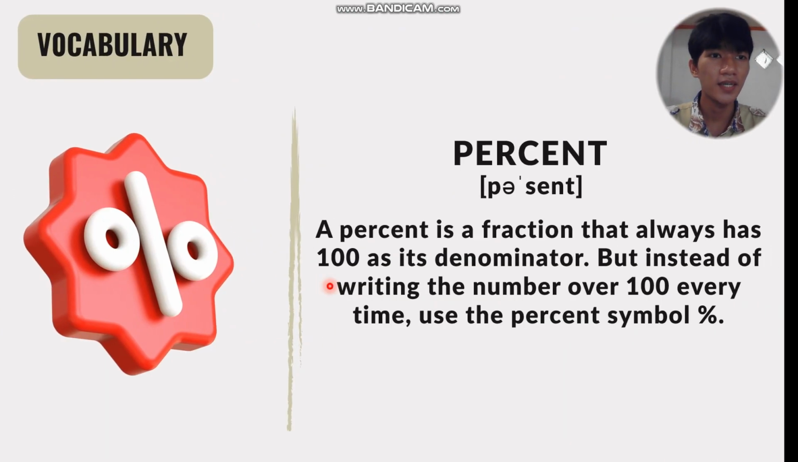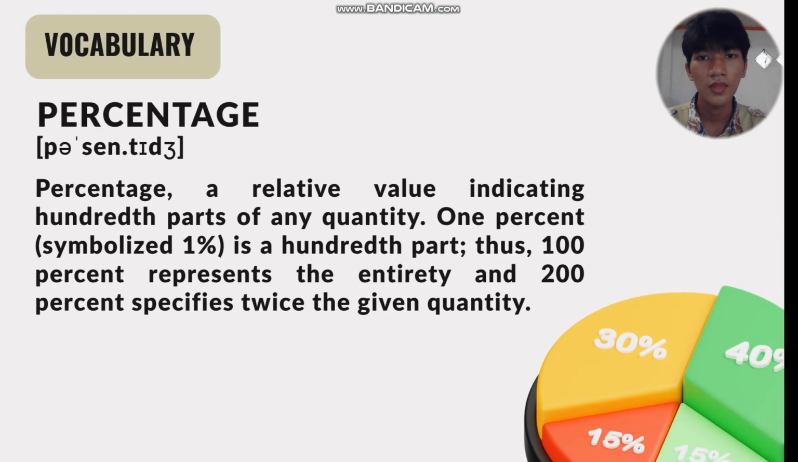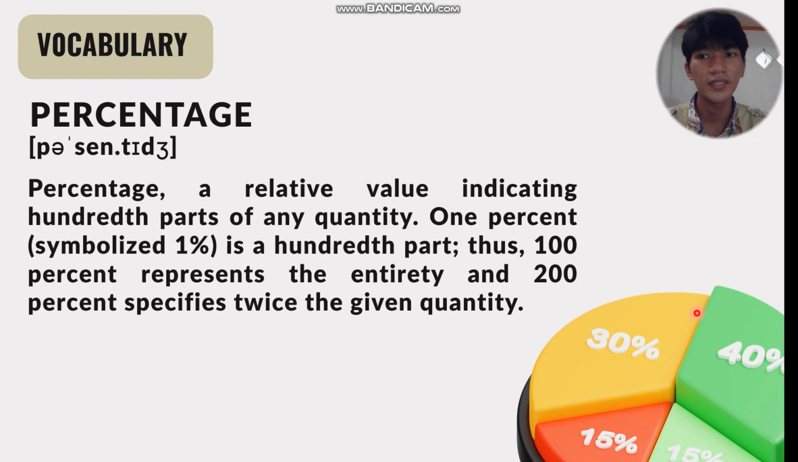The next word is percent. A percent is a fraction that always has 100 as its denominator. But instead of writing the number 100 every time, we use the percent symbol. This is the percent symbol.